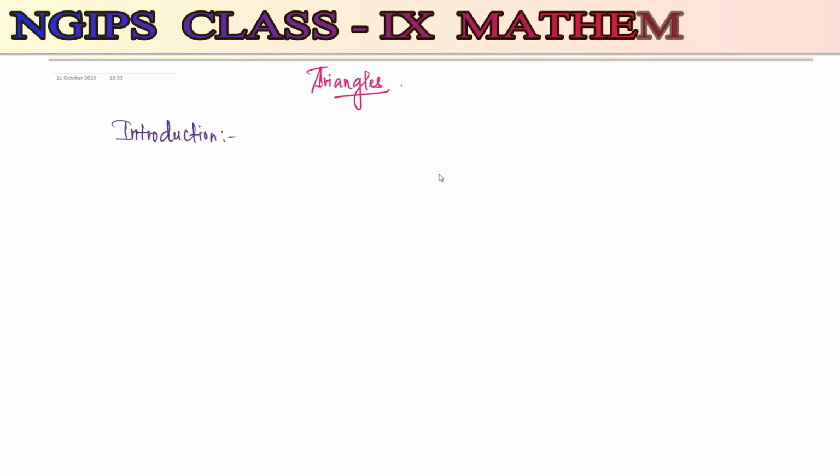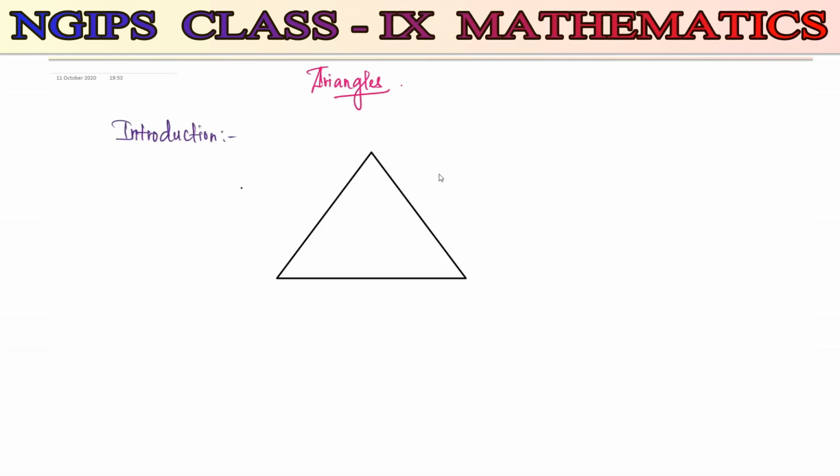Today's session we are going to discuss triangles. Introduction. Now I'm going to draw a triangle. A plane figure bounded by three straight line segments is called a triangle. Every triangle has three vertices and three sides.